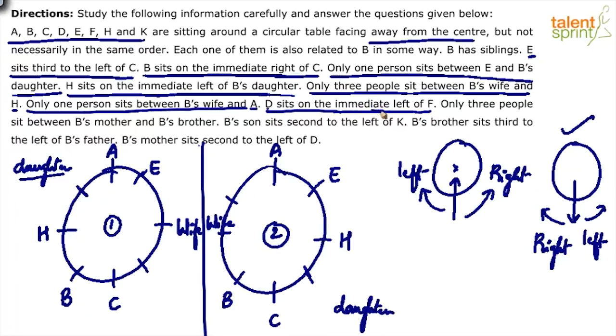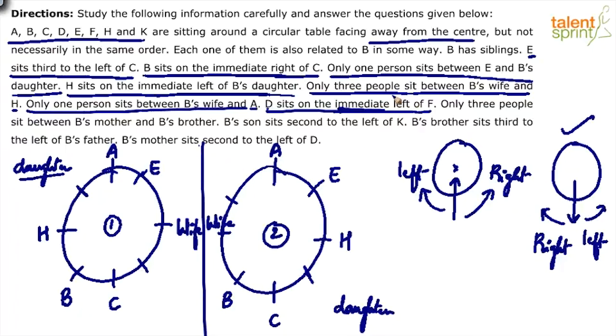Now what do you mean by immediate left? Immediate left here indicates that D and F are neighbors. They are immediate neighbors. They are seated together. So we must have 2 consecutive positions available for both D and F. You're able to follow? All these are hidden points which you must understand. D sits on the immediate left of F. So you must realize that D and F are seated together.